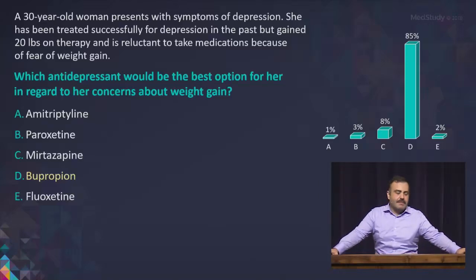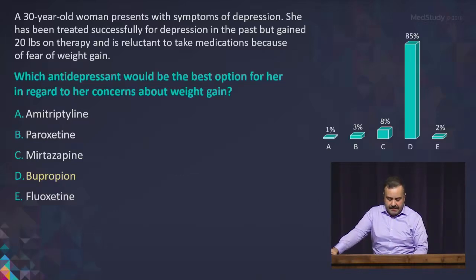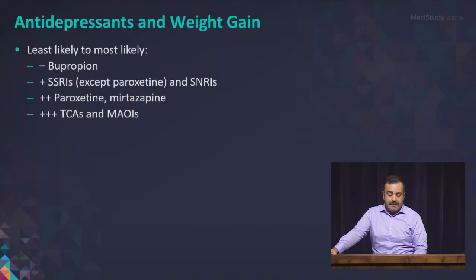Perfect. Bupropion. The take-home point is, it is the one antidepressant that does not cause weight gain. It helps with weight loss.